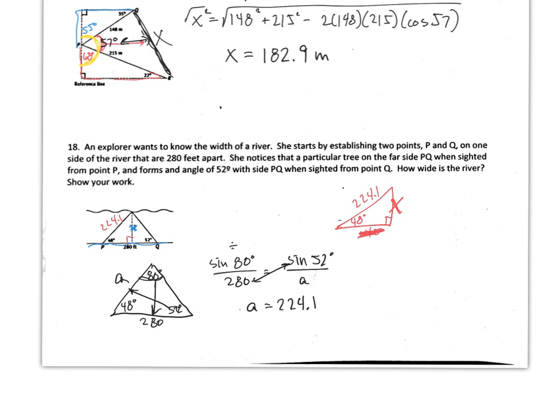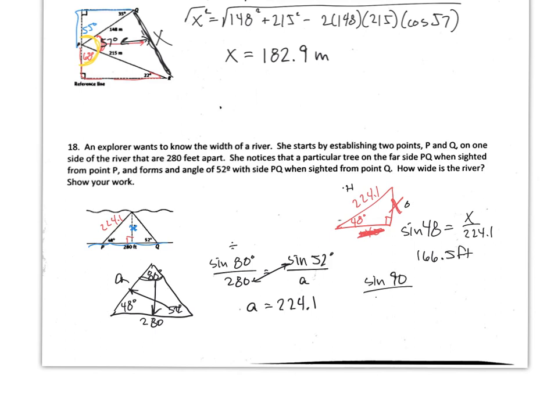Because we know the sine of 90 over 224. I'm just going to do, this is opposite, this is hypotenuse. I'm going to use plain old sine. Sine of 48 is equal to x over 224.1. It's a right triangle, might as well. You put that in the calculator, and you get 166.5 feet.